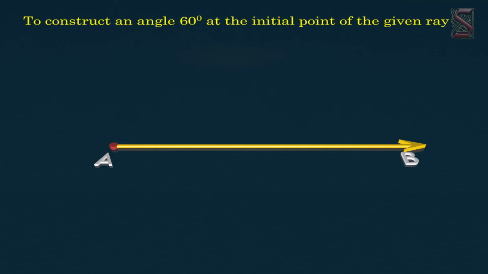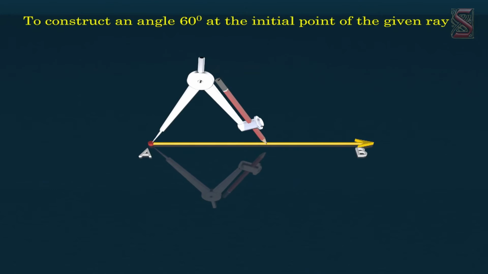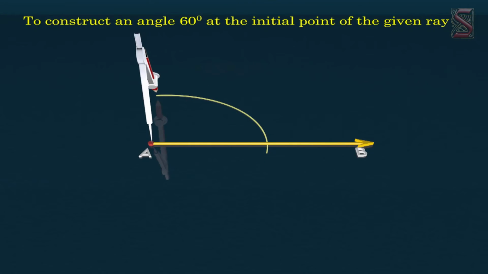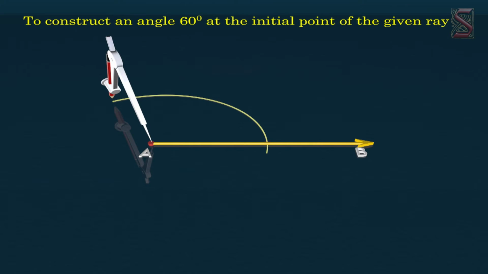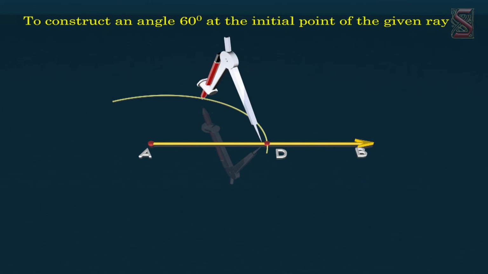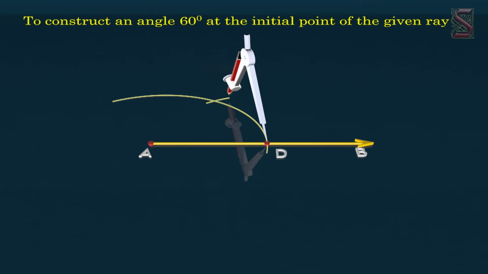such that angle CAB equal to 60 degrees. Steps of construction. Step 1. Taking A as center and some convenient radius, draw an arc of a circle which intersects AB, say at a point D. Step 2. Without changing the legs of the compass and taking D as center, draw an arc intersecting the previously drawn arc, say at a point E.